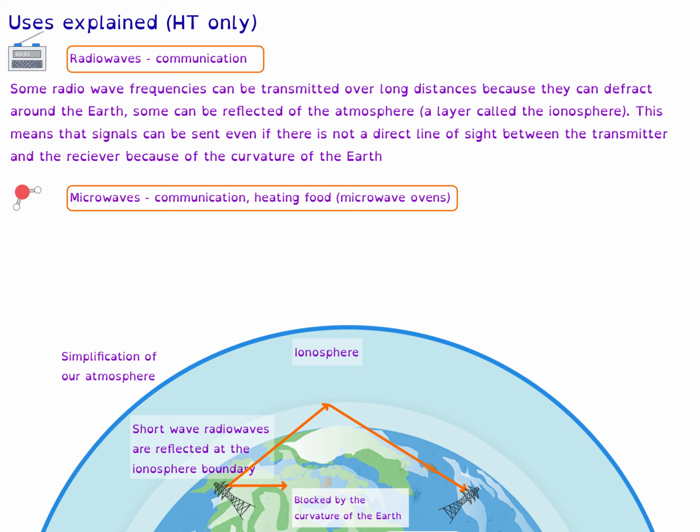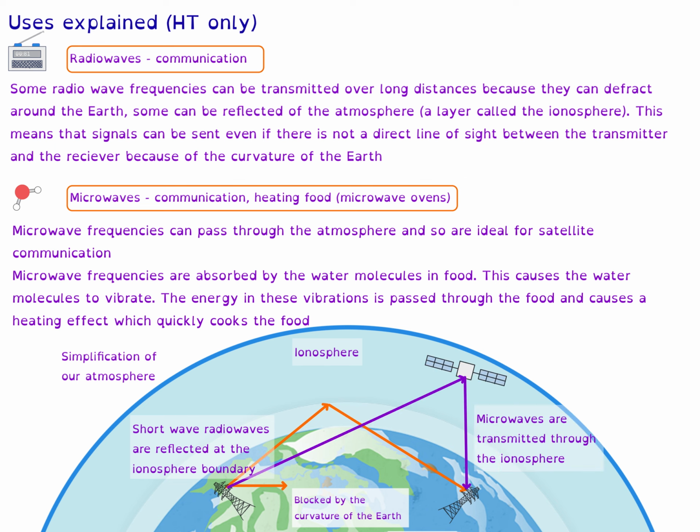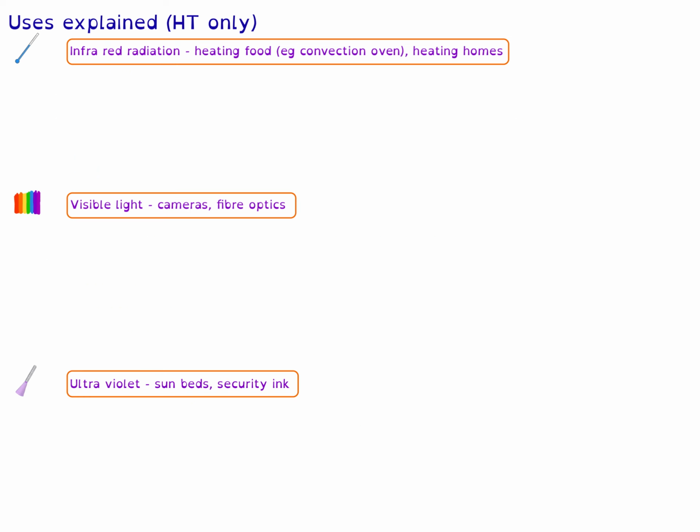Microwaves. These are used for communication and for heating food in microwave ovens. Microwave frequencies can pass through the atmosphere and so are ideal for satellite communication. Microwave frequencies are absorbed by the water molecules in food. This causes the water molecules to vibrate. The energy in these vibrations is passed through the food and causes a heating effect, which quickly cooks the food.